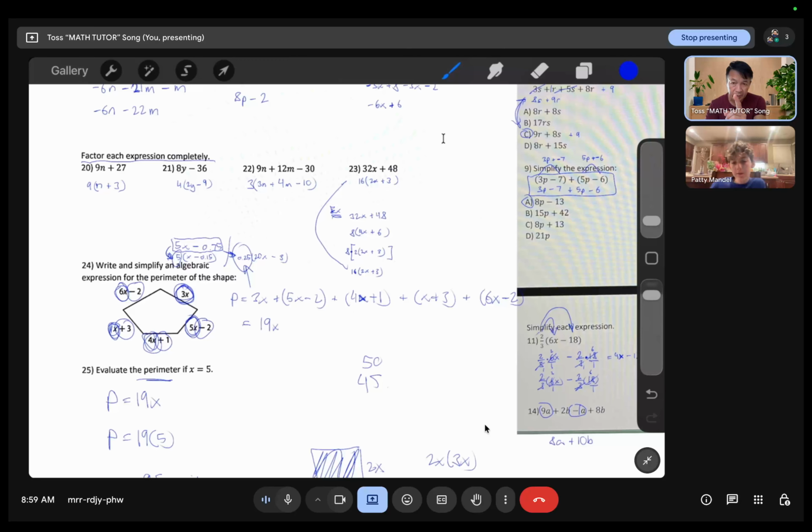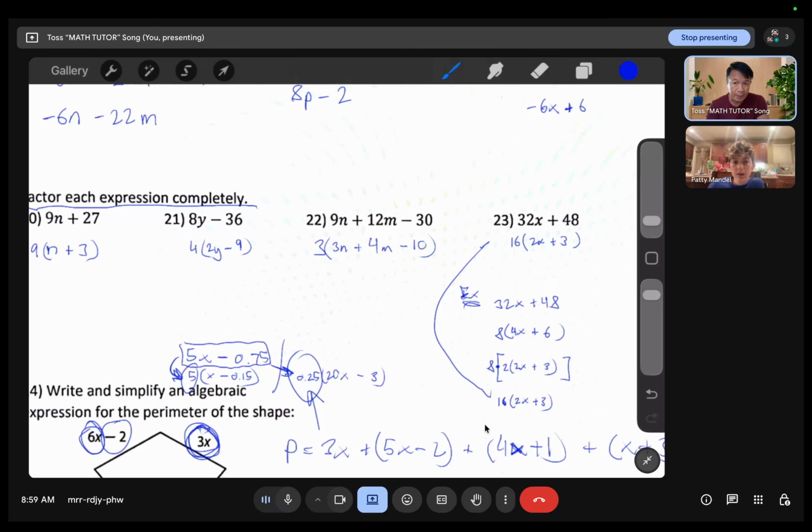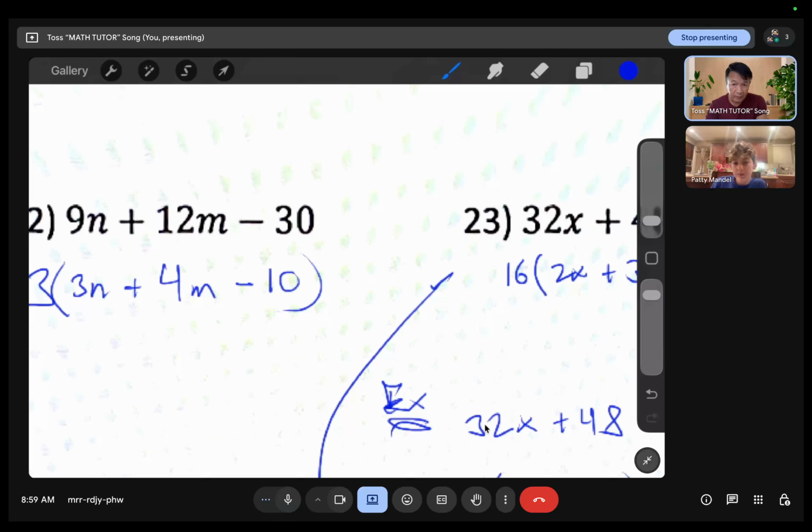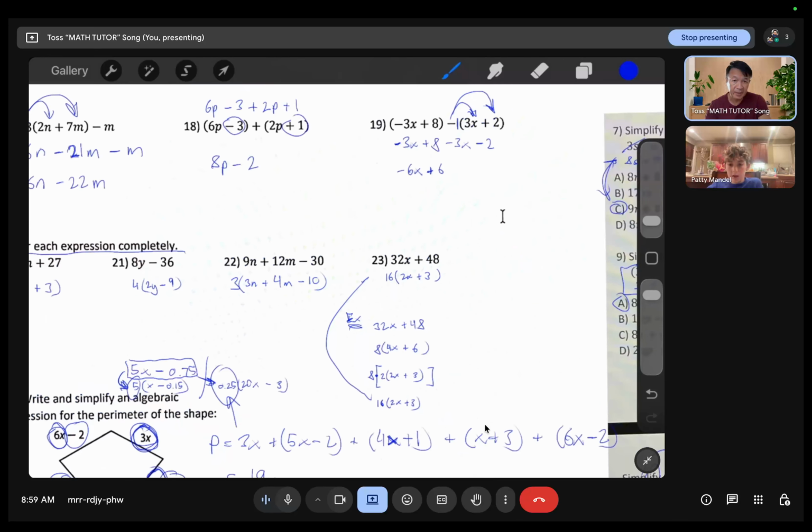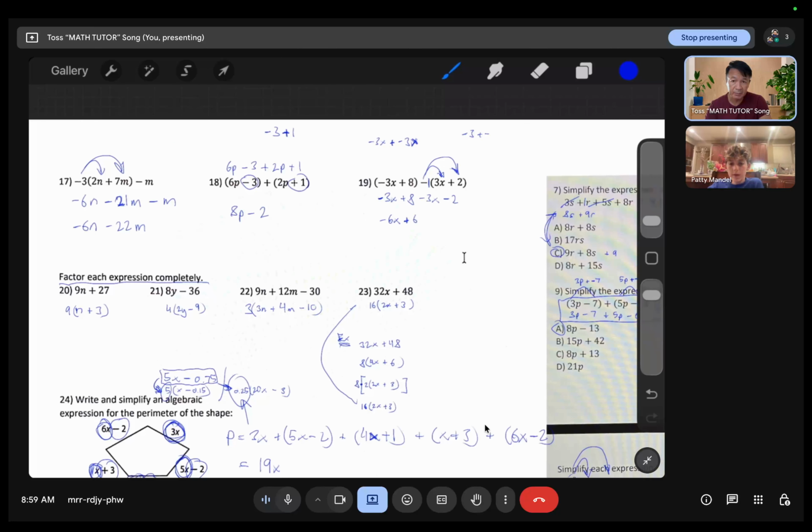Pay attention when you scan from left to right. The negative in front of a term belongs to it. Like in number 21, I see 8y plus negative 36. In number 22, I see 9n plus 12n plus negative 30. So anytime you scan from left to right, double check the sign.